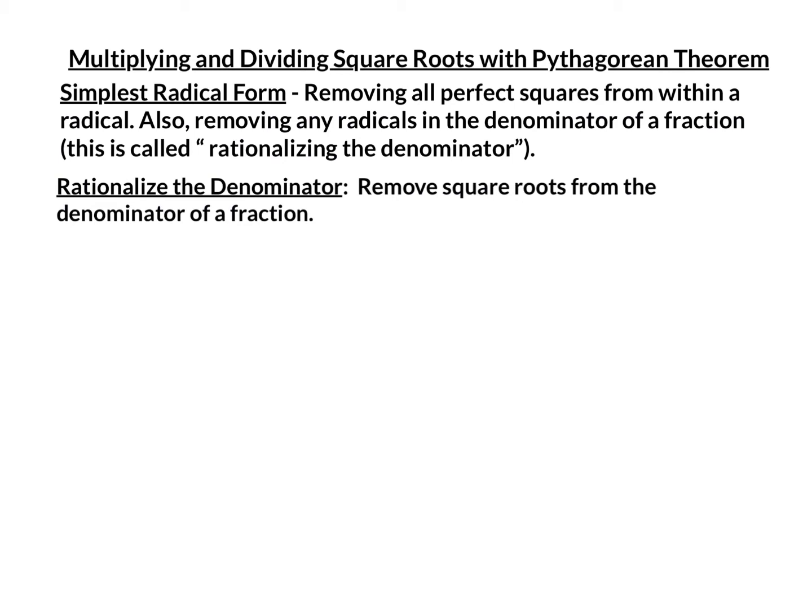You'll notice on the previous page, I didn't include any examples that had square roots in the denominator as an answer. That's because we don't normally leave square roots in the denominator of a fraction. It's part of simplest radical form. We remove any radicals in the denominator. This is called rationalizing the denominator. The way we rationalize the denominator is we make a 1 using the denominator.